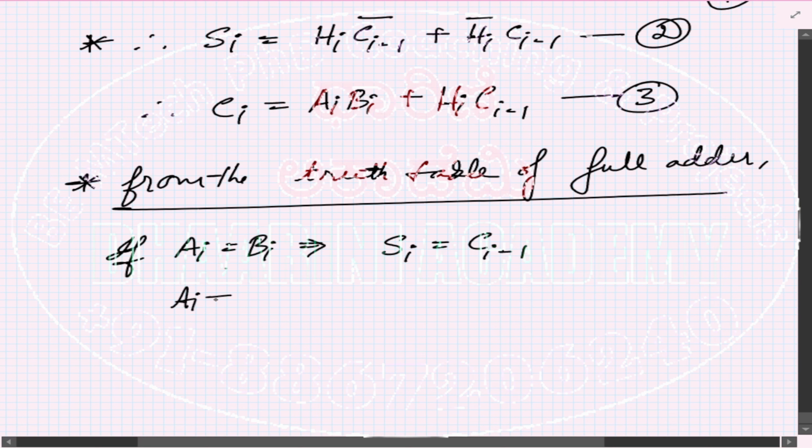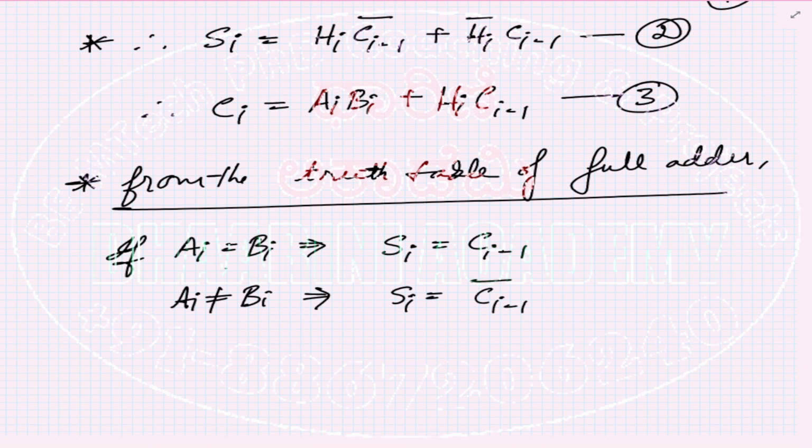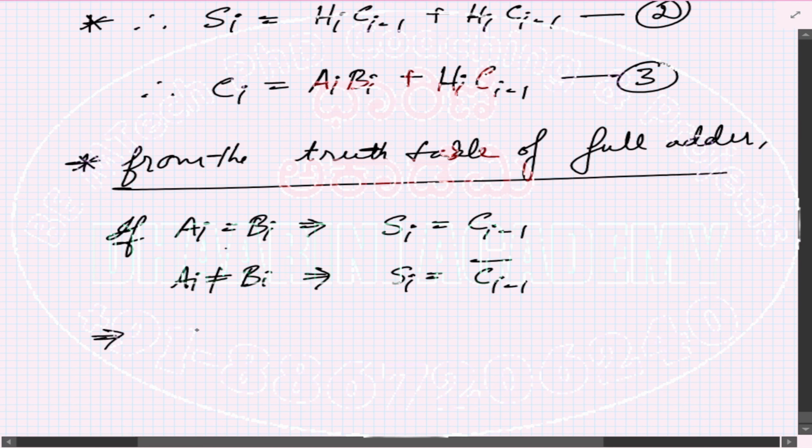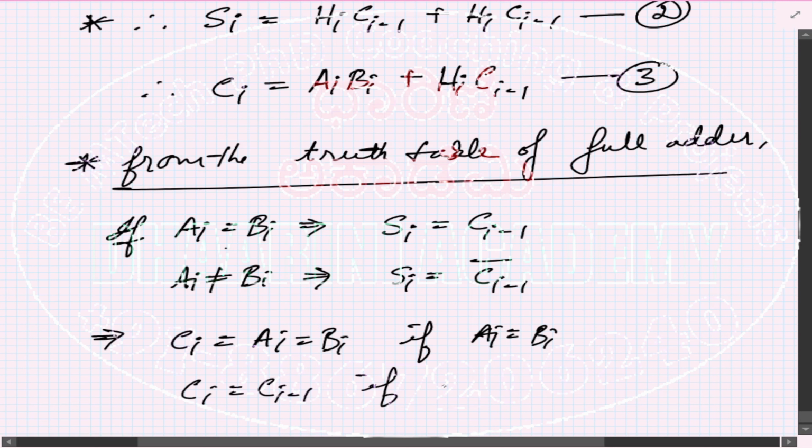Then if AI is not equal to BI, then also I can observe something. SI is equal to CI minus 1's complement. Now I can try to write the conditions for CI as follows. This implies that CI becomes equal to AI, also equal to BI, whenever AI and BI are the same. If this is not the case, then CI becomes equal to CI minus 1, if AI is not equal to BI. Everything is directly written from the previously written table.